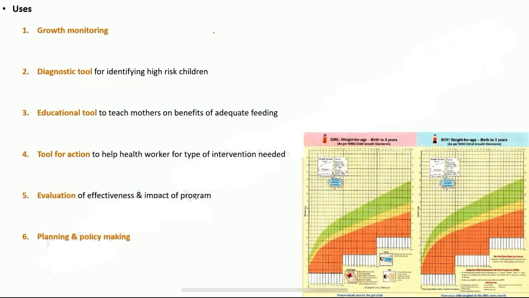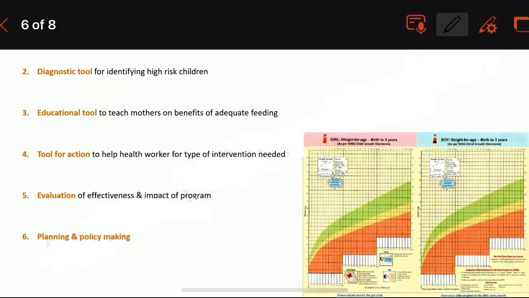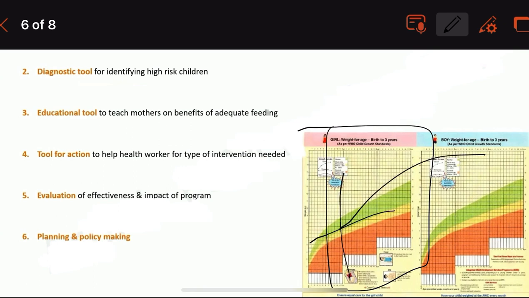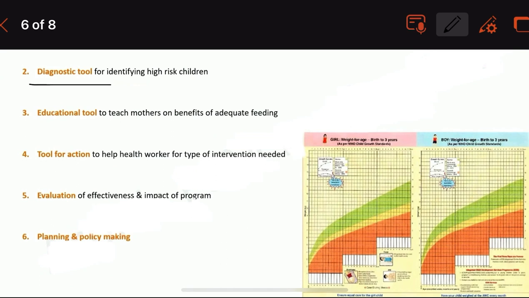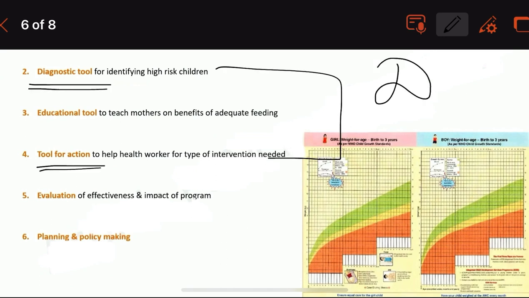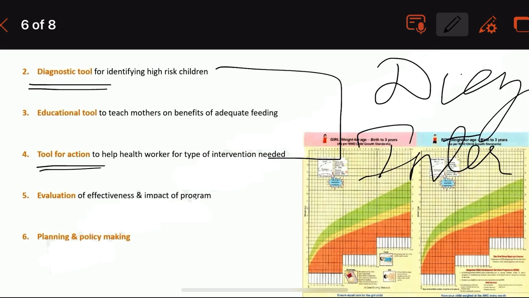What were the uses, guys? Growth monitoring, obviously, the growth chart is for growth monitoring. And diagnostic tool, education tool, tool for action, evaluation, planning and policy making. So we see that diagnosing and intervention, you can see diagnosis and treatment. Diagnosing, doing the required intervention, so the tool for action.